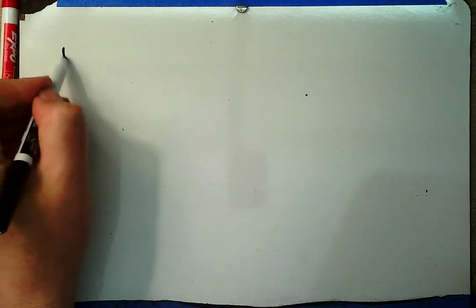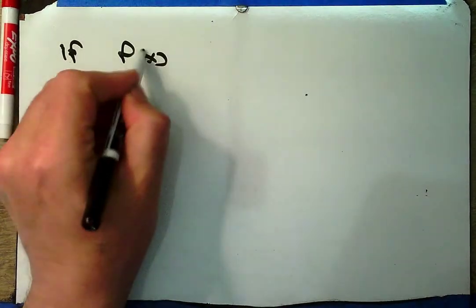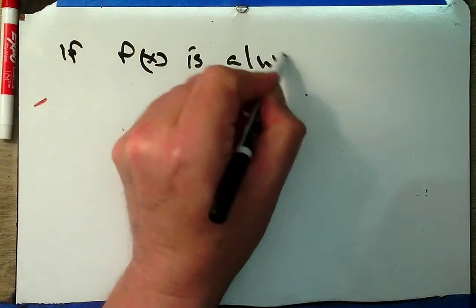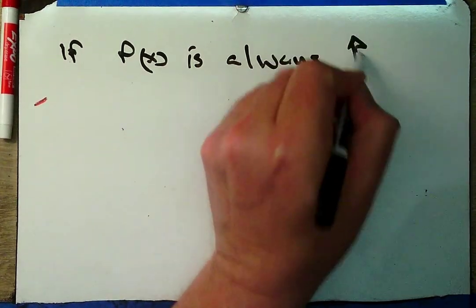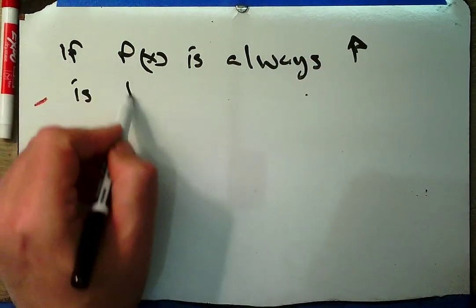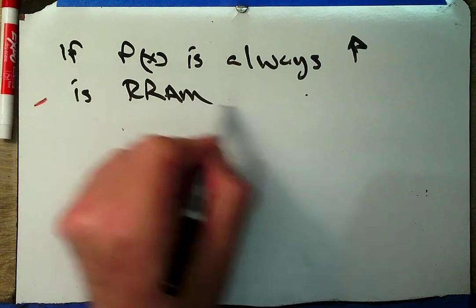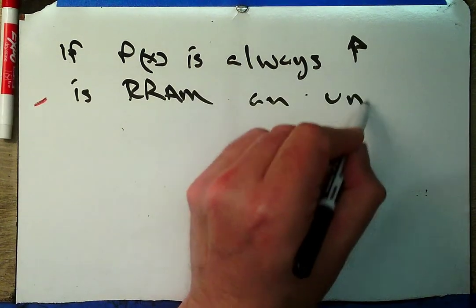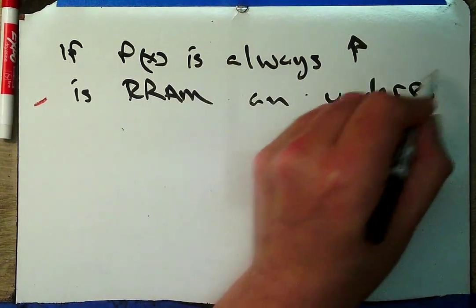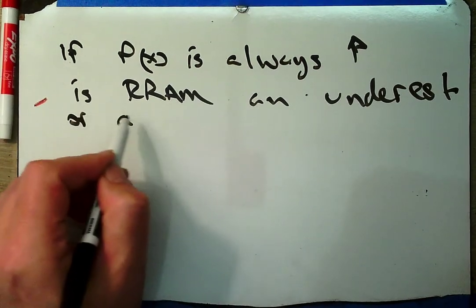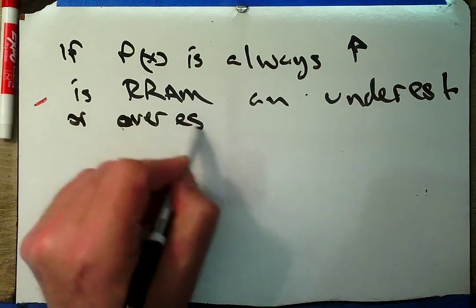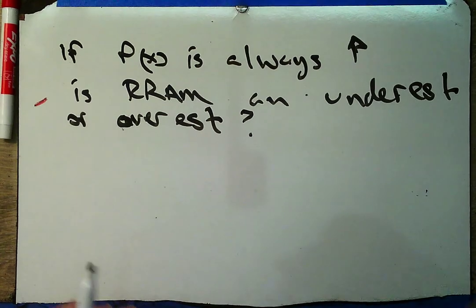Hey, so I just had a thought. I wonder if you can tell me, if f of x is always increasing, is RAM an underestimate or an overestimate? What do you think?